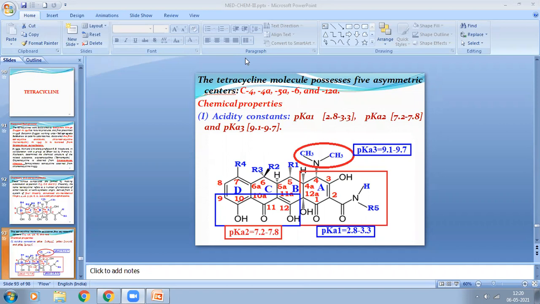Okay, define it. What does it mean, acidity constant? You define it. What is acidity constant? Definition. This is very important for you, tetracycline. It will come maybe 2 marks or 3 marks.